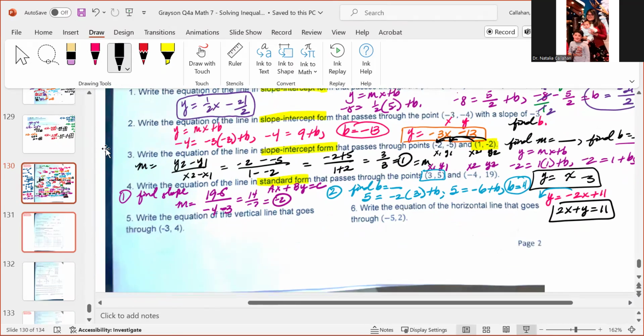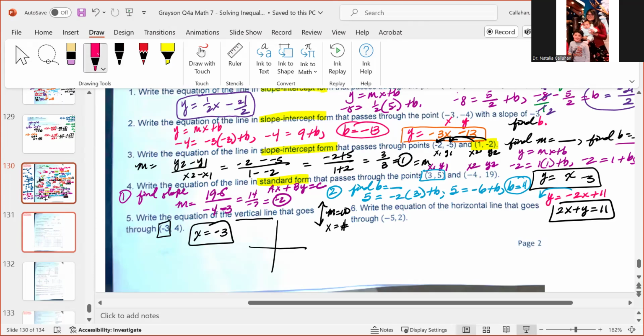Okay? Number 5. Number 5, write the equation of the vertical line. So if it's a vertical line, you know it goes this way, correct? What else do we know about vertical lines? Slope is undefined, correct? There's no slope, right? And if it's a vertical line, you know it's always gonna be x equals the number, correct? Well, if it goes through this point, which one's the x value? x equals -3. And if you're not sure, just graph it.